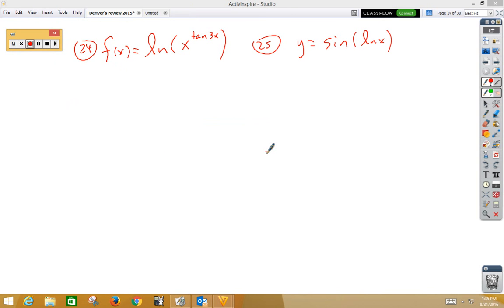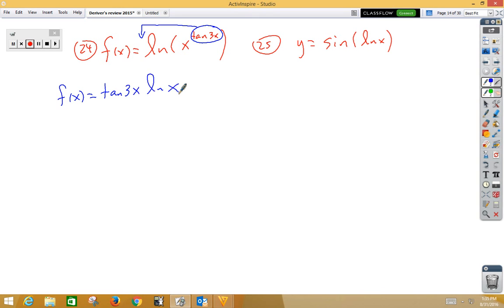In Derivatives Exam Review Part 7, Problem 24, we have a logarithm problem, but our inside function is a little crazy. So we're going to use some laws of logarithms to help us to make this problem a little bit easier. So we learned in Algebra 2 that our exponent here can be moved out in front. Let's rewrite this then as f of x is equal to tan 3x natural log x. Sometimes we do algebra to make the calculus easier.